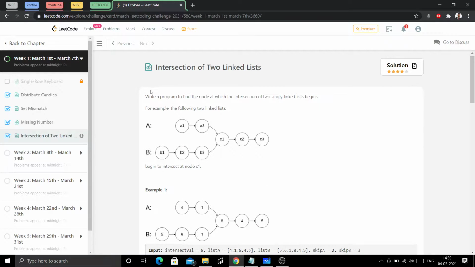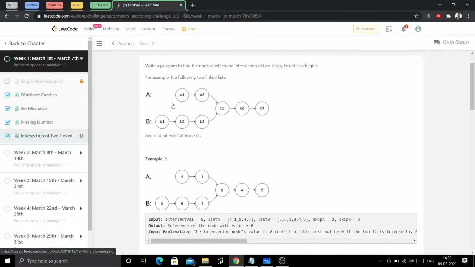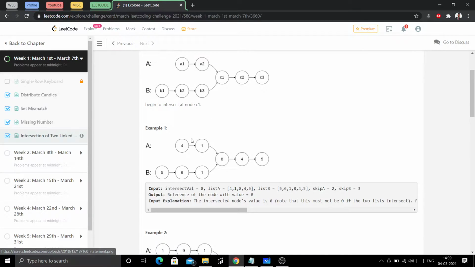So hi guys, let's start with the fourth question of LeetCode March Challenge. The question is intersection of two linked lists. The question says to write a program to find the node at which the intersection of two single linked lists begins. From the question we can see that this is the intersection point. C1 is the intersection point in this case.